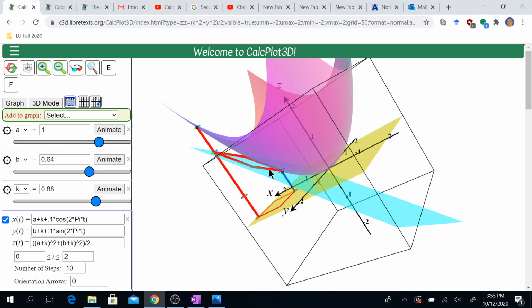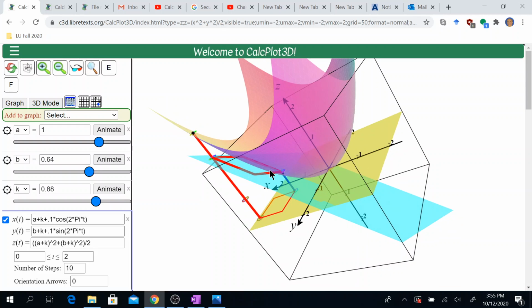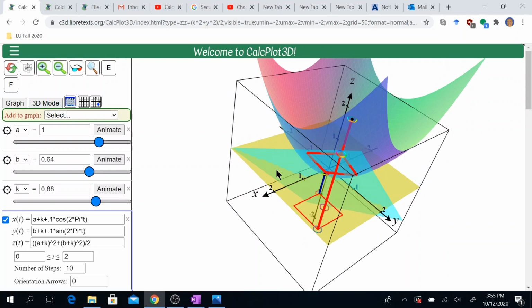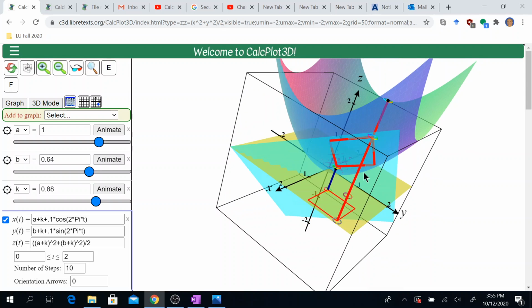Let me turn this around so that you can get perhaps a better view of what's going on. So again, this is the paraboloid. The yellow plane is the xy coordinate plane, and this bluish green one is the tangent plane at the starting position. If I turn this around some more, this was our x, down here is our original xy, and when we go straight up until we hit the surface, that straight line is going to be our z.